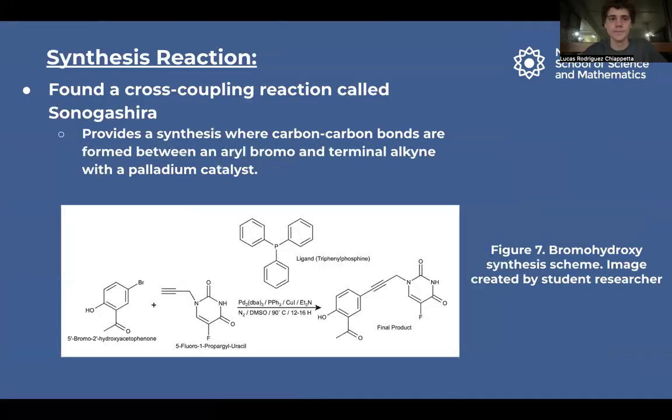For synthesis, I found a cross-coupling reaction called Sonogashira, which forms carbon-carbon bonds between an aryl bromide and a terminal alkyne with a palladium catalyst paired with a ligand. In this case, the ligand was triphenylphosphine. It also has a copper co-catalyst, which in this case was copper(I) iodide. The aryl bromide was 5-bromohydroxyacetophenone, and the terminal alkyne was 5-fluoro-1-propargyl uracil. Figure 7 shows the final product, which I wanted to produce as my small molecule inhibitor.